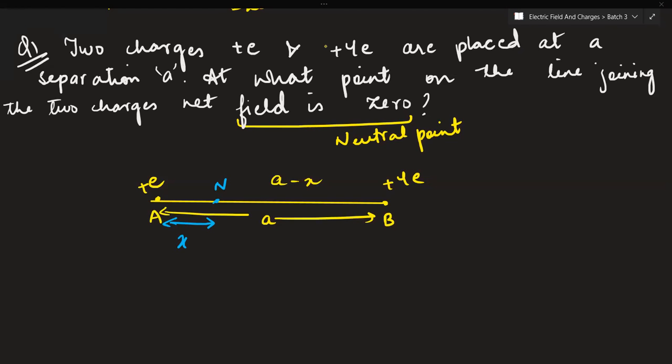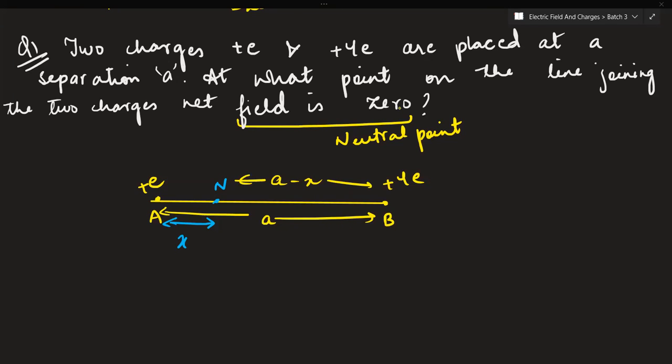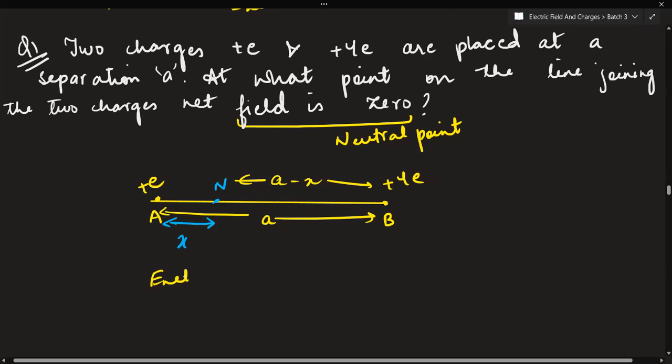Fahad, it will be A minus X, not X minus A. X is a smaller part, no? A is the larger part. So this will be A minus X. You are subtracting this part, so that's why you get A minus X. So at this neutral point, I know electric field is 0 because I have considered it as a neutral point. It means the net electric field is 0 at point N, which is my neutral point.